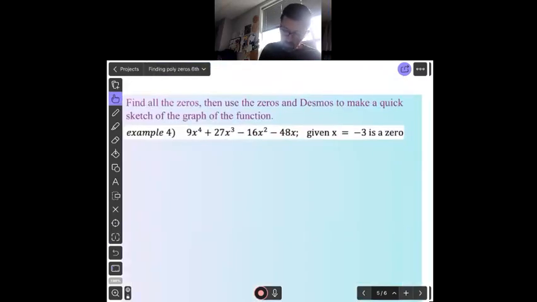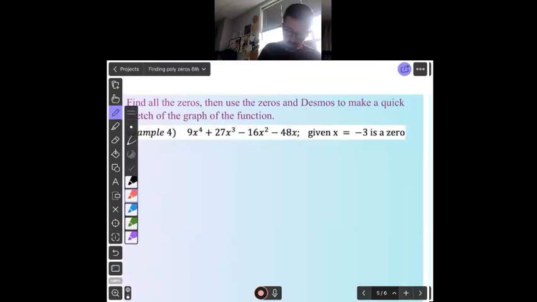I just kind of condensed the instructions a little bit. We're doing the same thing here, finding all the zeros. We are also going to make a sketch, and we're also going to discuss multiplicity. Okay, I did add that to the homework. Forgot to add it to the notes here, but we're going to do that.